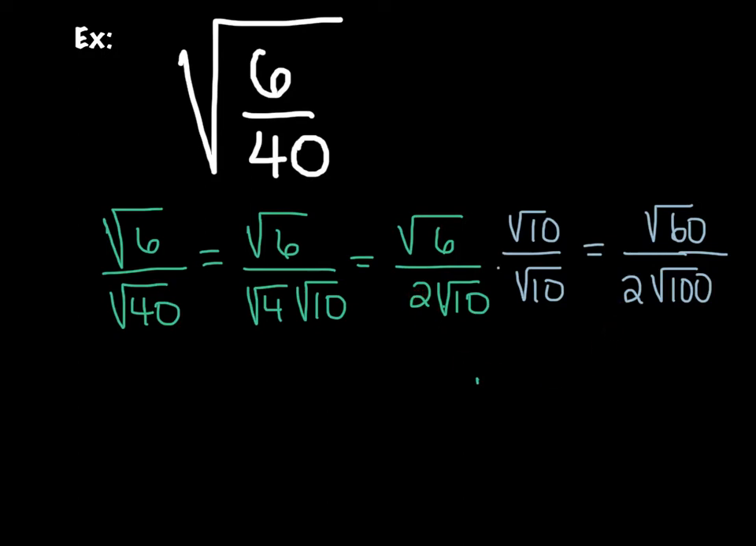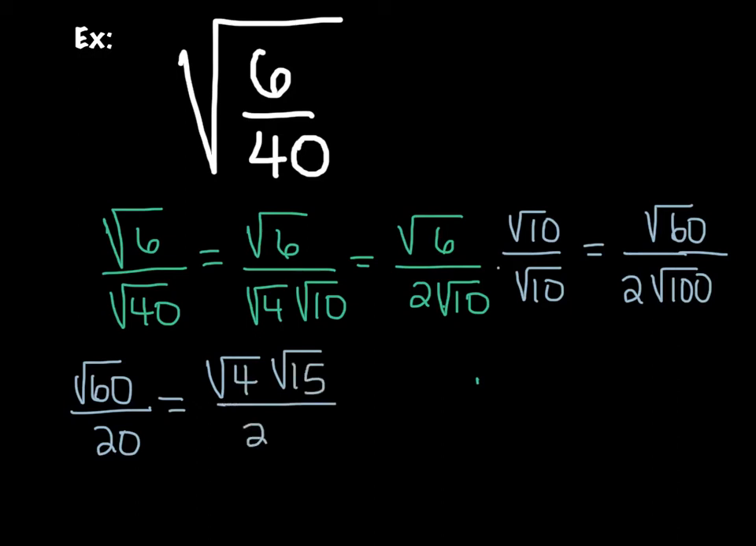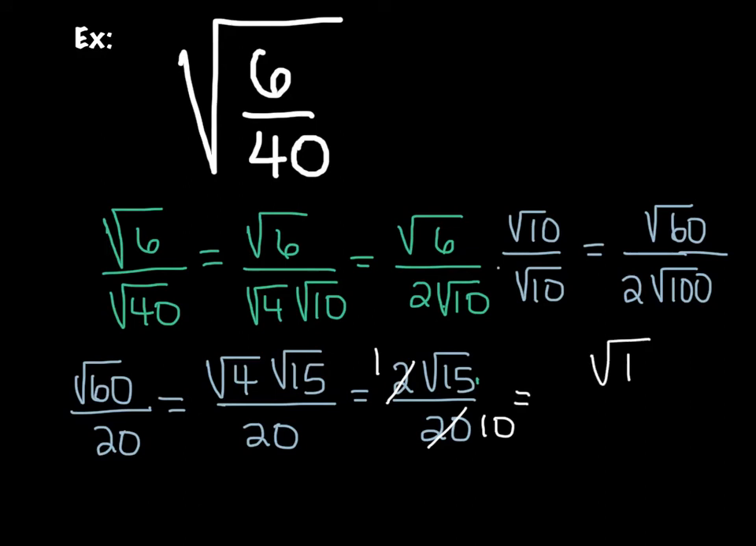So now I have square root of 60 over, since radical 100 is 10, and this 10 would be multiplying this 2, it's over 20. And now I can simplify 60 into 4 and 15 over 20. The square root of 4 is 2 radical 15 over 20. And now, because 2 and 20 are both outside the radical, I can actually reduce them and get a 1 and a 10. So my final answer is going to be radical 15 over 10.